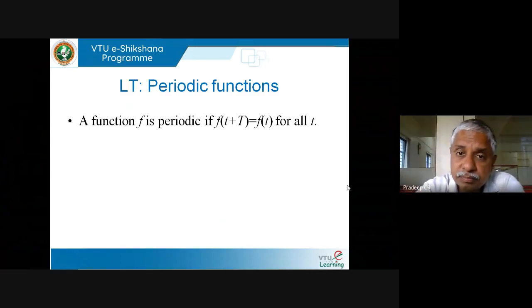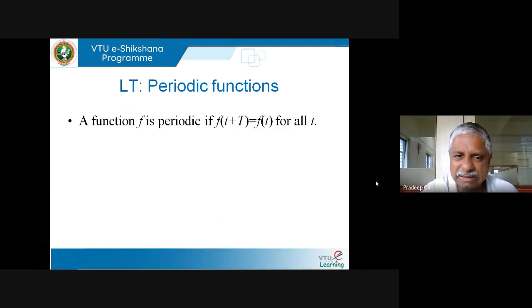Now I want to talk about Laplace transform of periodic functions. Perhaps many of you are seeing periodic functions for the first time, so I will spend a few minutes explaining what a periodic function is. This is very important, not just for the Laplace transform part. It will keep coming in your Fourier series and Fourier transform part also. So in the first three modules, periodicity is important. Anyway, we have sufficient time, so let us digress a bit and slowly try to understand what periodic functions are.